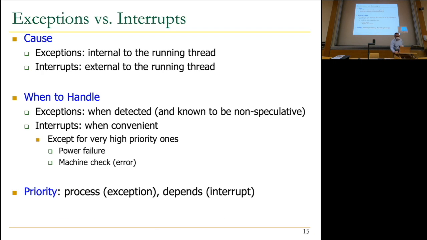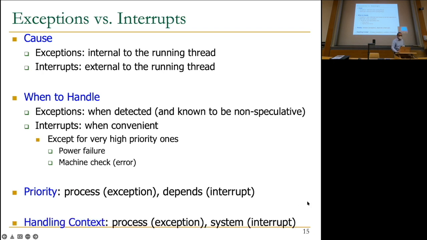Okay, so think about that a little bit. And I think the handling context is very similar to the priority in the end. Okay, but priority also depends. The priority of the interrupt can be very high or very low. But be careful of the interrupt latency. For example, the machine check interrupt and power failure are very high priority interrupts because the system needs to deal with it right away. But a keyboard input or a camera input may not be very high priority because the system has some slack in dealing with it.